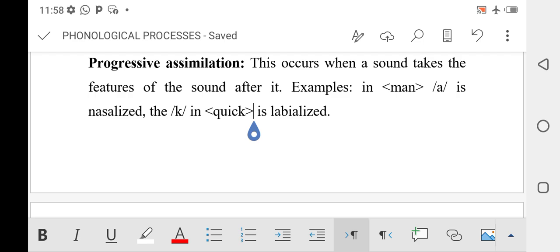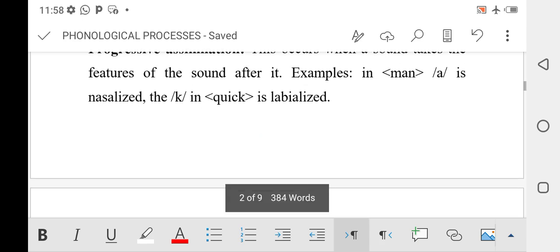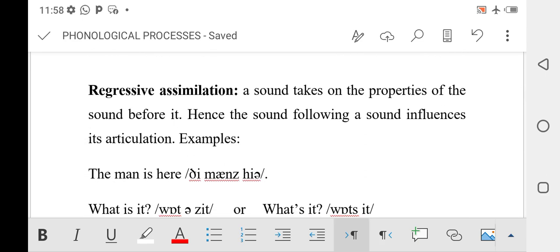When you look at K in quick, it is followed by W. So W comes after K, and so it is a progressive assimilation. K assimilates the features of W and becomes labialized. Now that is progressive assimilation. And then we have regressive assimilation. In regressive assimilation, it is a sound that takes the properties of the sound before it.